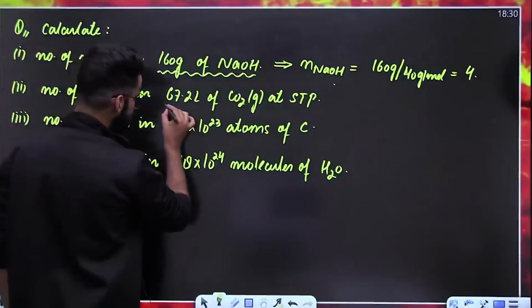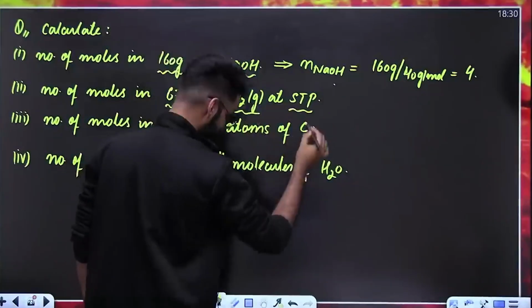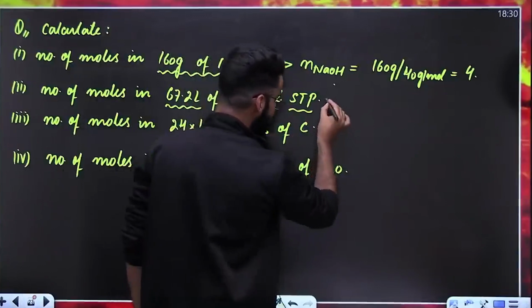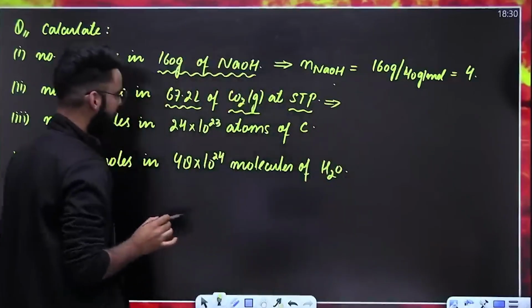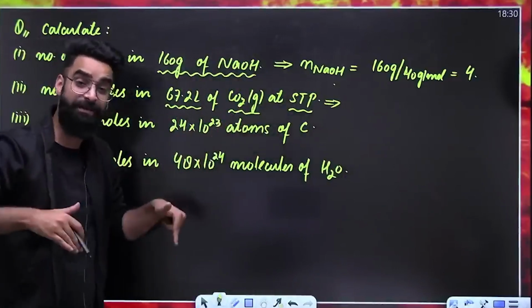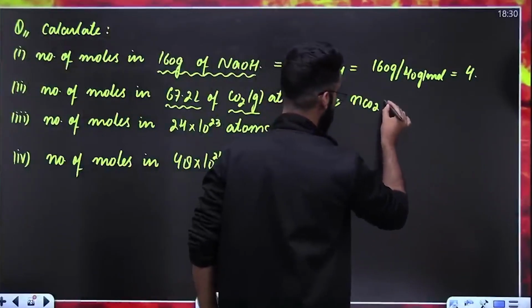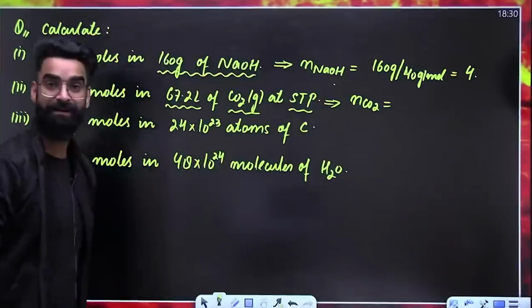Look at the second thing. Calculate the number of moles present in 67.2 liters of carbon dioxide at STP. Now, if you ask me, since you have got 67.2 liters of carbon dioxide gas in the container, how many moles of carbon dioxide are there in the container?